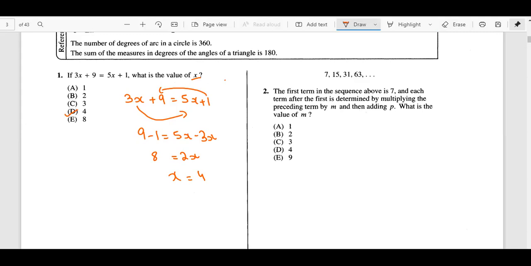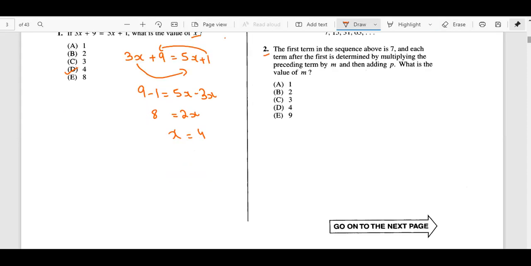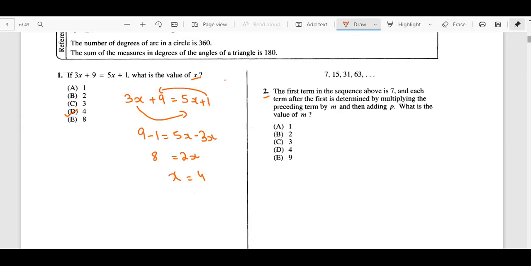Okay, now let's talk about the second question. And I want you guys to participate as well, okay? Because only then would I be able to know if you guys are able to understand anything or not.